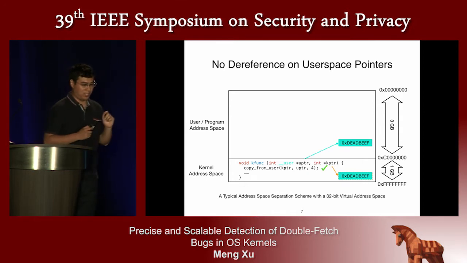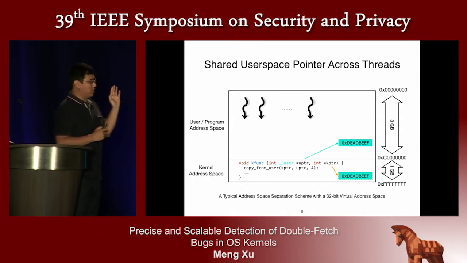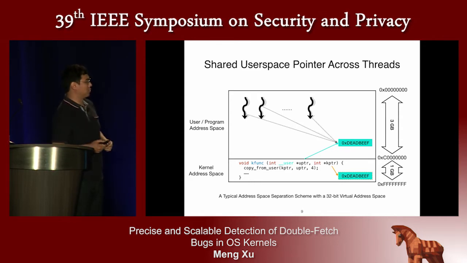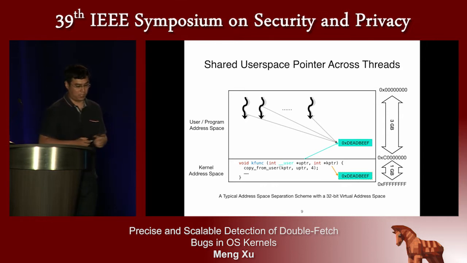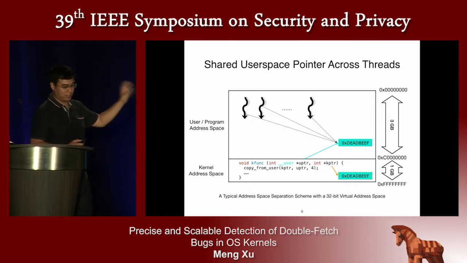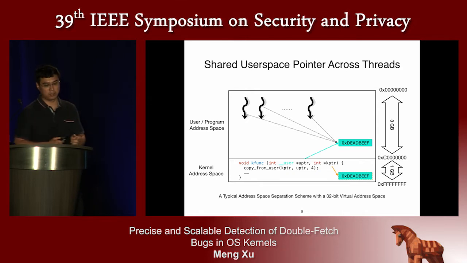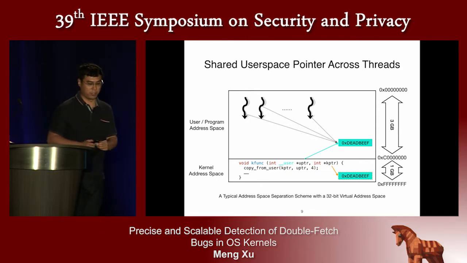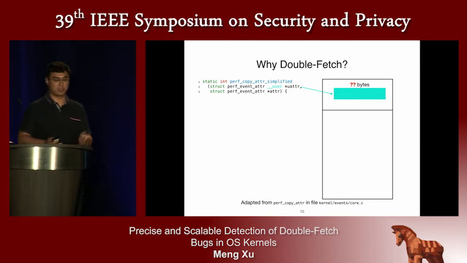The second implication of this address-based separation is that all the user space threads of the same program, of the same process, share the same virtual address space. So basically, every thread can write or read to this user space address. This means that there could be some race condition happening. You copy something from user space, and at the same time, another user space thread tries to modify this value. This is the root cause of double fetch bugs, which I'll show you later. So just now we showed why we do a single fetch: because we want to get some value from user space to kernel space.